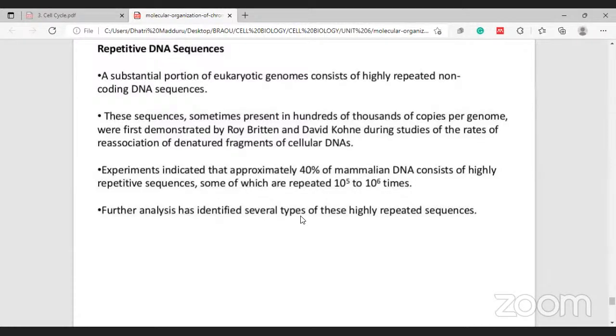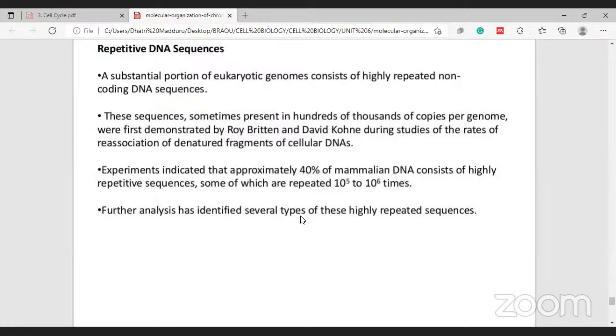What they did is, first they isolated the complete genome, and they broke down the genome using various enzymes like restriction endonucleases, and they got small fragments. And then first they separated the DNA strands. That is by the process called denaturation. That means the separation of DNA strands is called denaturation.